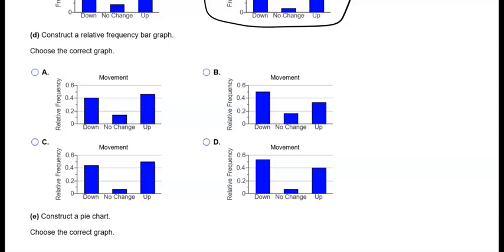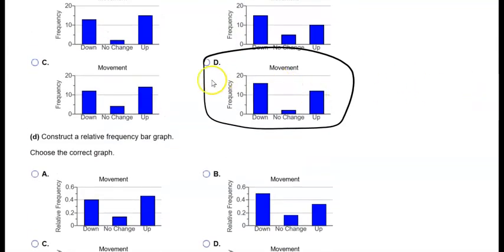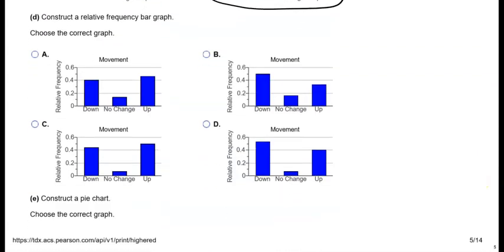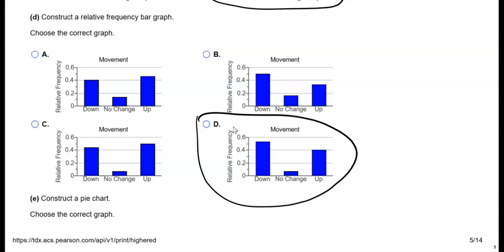Rather than frequency on the vertical axis, you're going to have relative frequency on the vertical axis, and the horizontal axis has the categories of the data. And for this question, if you look for the correct graph, obviously it looks like D here is the right graph as well, because you see that for down, the relative frequency is 0.533, which is going to be this one. And so you can check the relative frequency table with this bar graph and see which one matches. So the answer must be D.